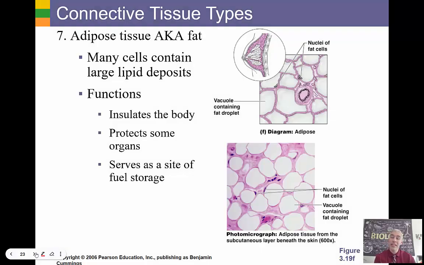This is easy to get confused with simple squamous epithelium. But instead of air in those open spaces, there are actually fat droplets. So this is where you have your stored fats, triglycerides, things like that. And at some point pretty early on in your life, you have all the fat cells that you'll ever have, and all they do is get larger and smaller.